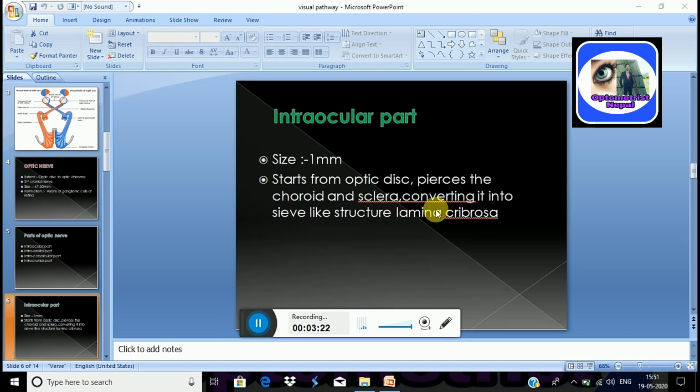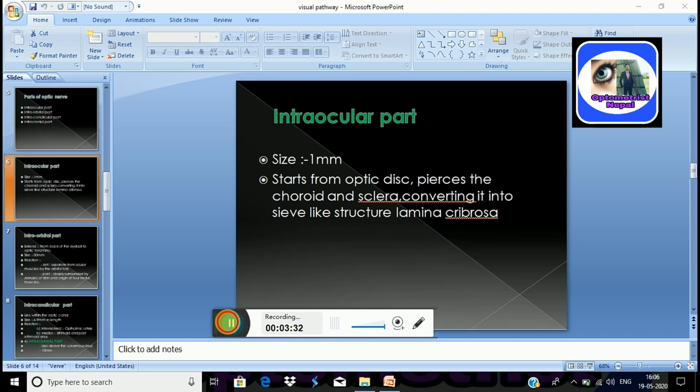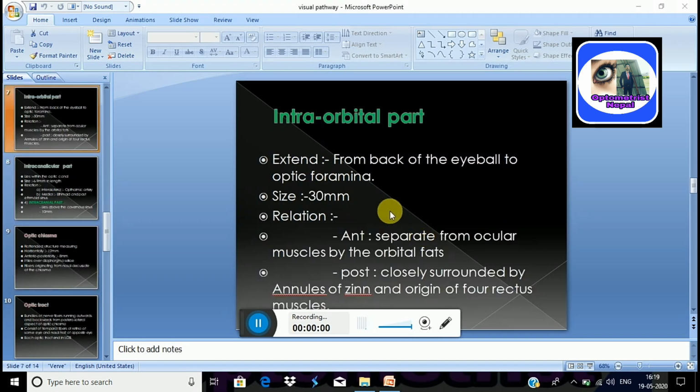Lamina cribrosa is a part of the sclera of the eye penetrated by fibers of the optic nerve. The next is the intraorbital part. It extends from the back of the eyeball to the optic foramen. Optic foramen means the opening of the optic canal, and the size of the intraorbital part is 30 millimeter.